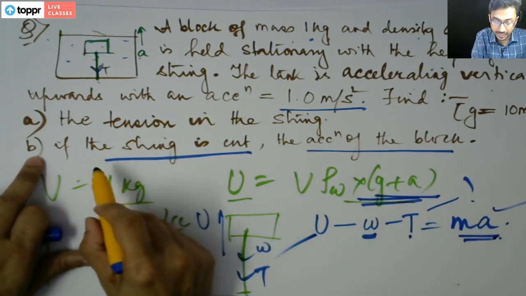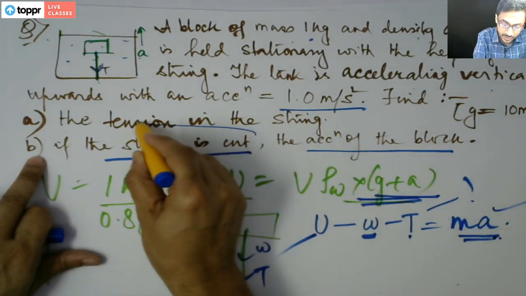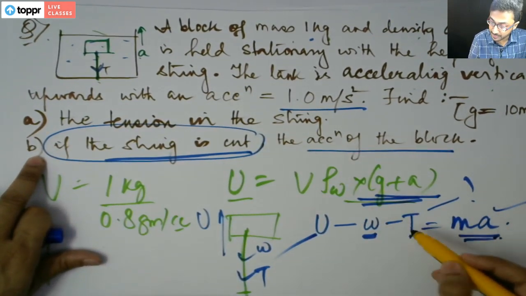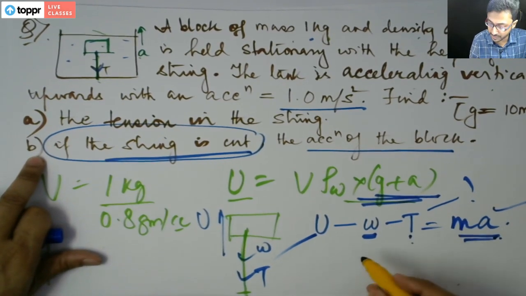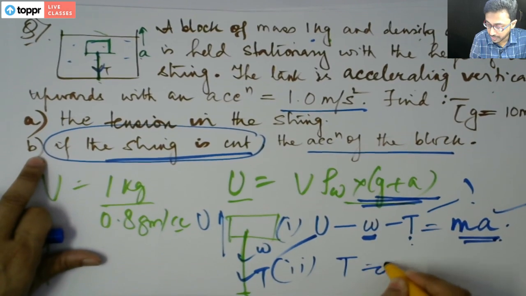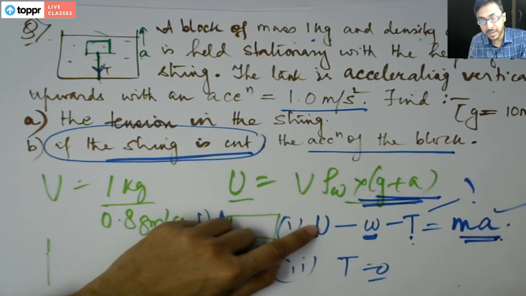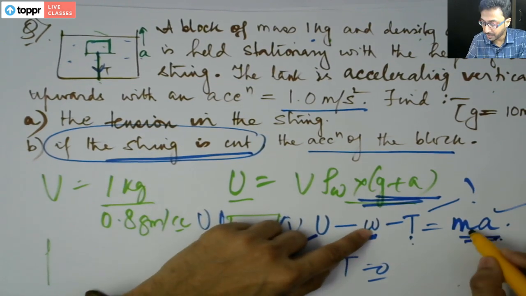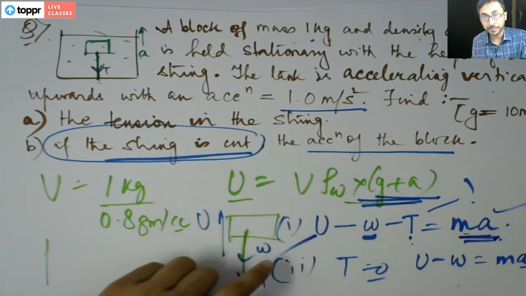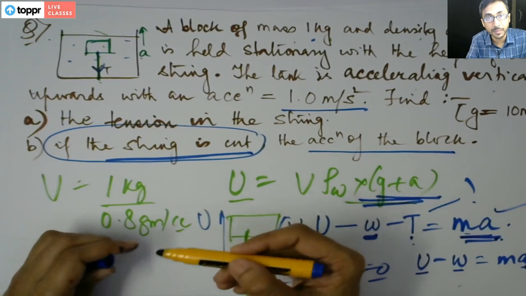Now let us come to the second question. Whenever you see a question like this, if a string is cut, it means the tension will vanish, the tension will be 0. This was question 1. For question 2, tension equals 0. Then what is the acceleration of the block? The upthrust will remain the same, the weight will remain the same. So U minus W will be equal to MA. From U and W, you can find out the acceleration of the block.